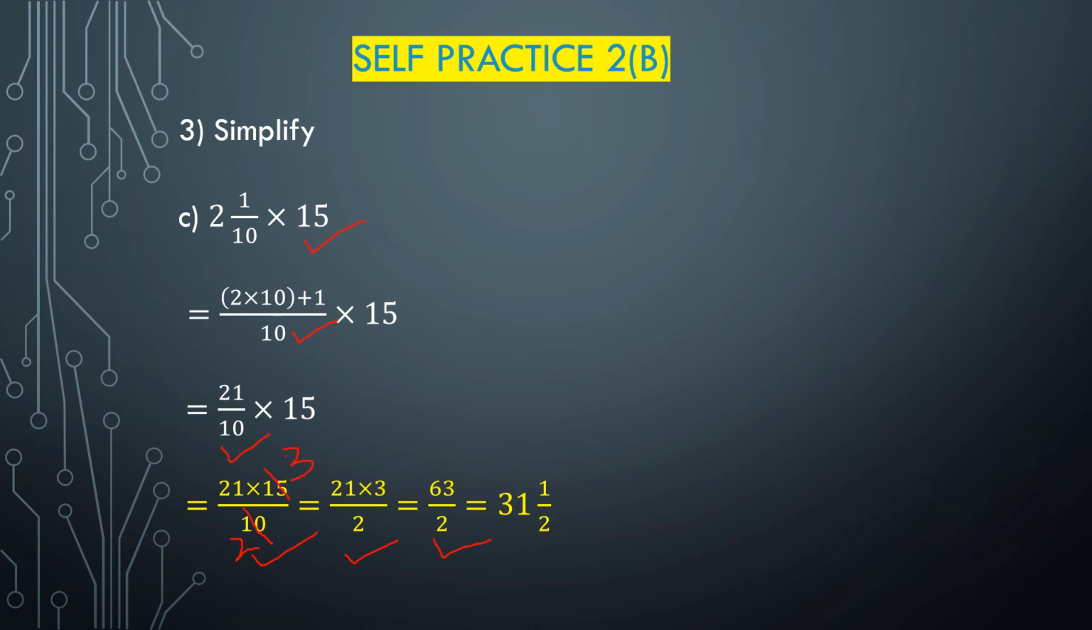As we know, 63 is 2 multiplied with 31 plus 1, where 31 is the quotient and 1 is the remainder. We know a mixed fraction is quotient, remainder divided by divisor. So we get 31 1/2. So 63/2 is 31 1/2, and 31 1/2 is a mixed fraction. So 2 1/10 multiplied with 15 is 31 1/2.